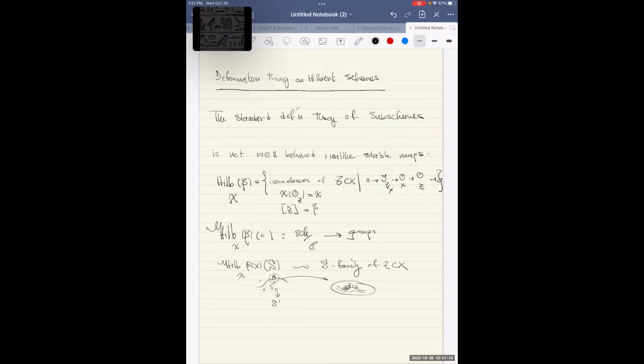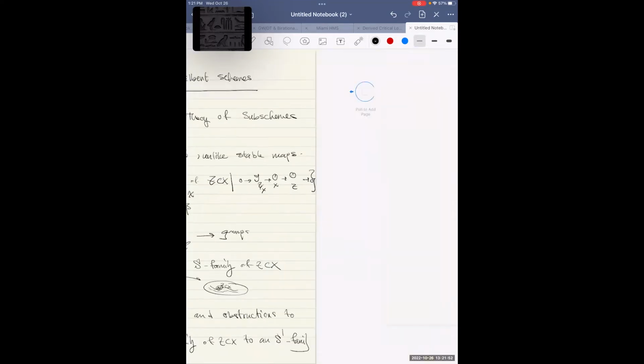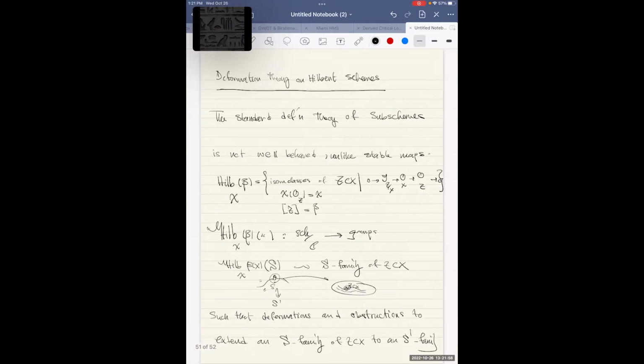Okay, so in order to get these flat deformations, there are obstructions. The deformations and obstructions to extend an S family of Z in X to an S prime family of Z in X with such and such properties live in, so the deformation obstructions are given by, the following groups.